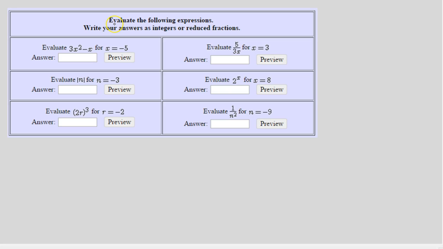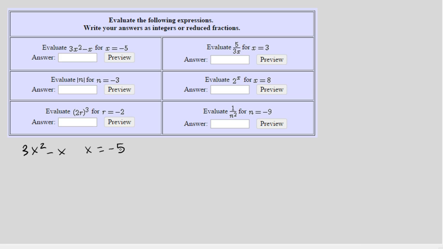In these examples, we're asked to evaluate the following expressions and to write our answers as integers or reduced fractions. So notice there's 6 problems here, and let's start with the first one and try to come up with a general strategy. So I'm going to put this one down here. We have 3x squared minus x, and we're told x equals -5.